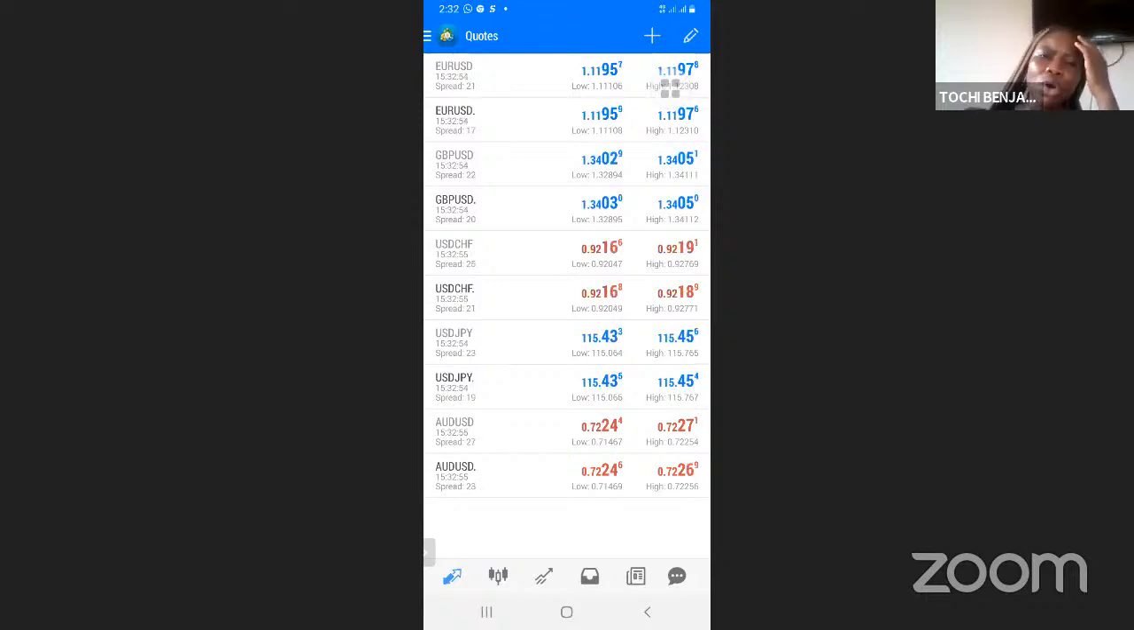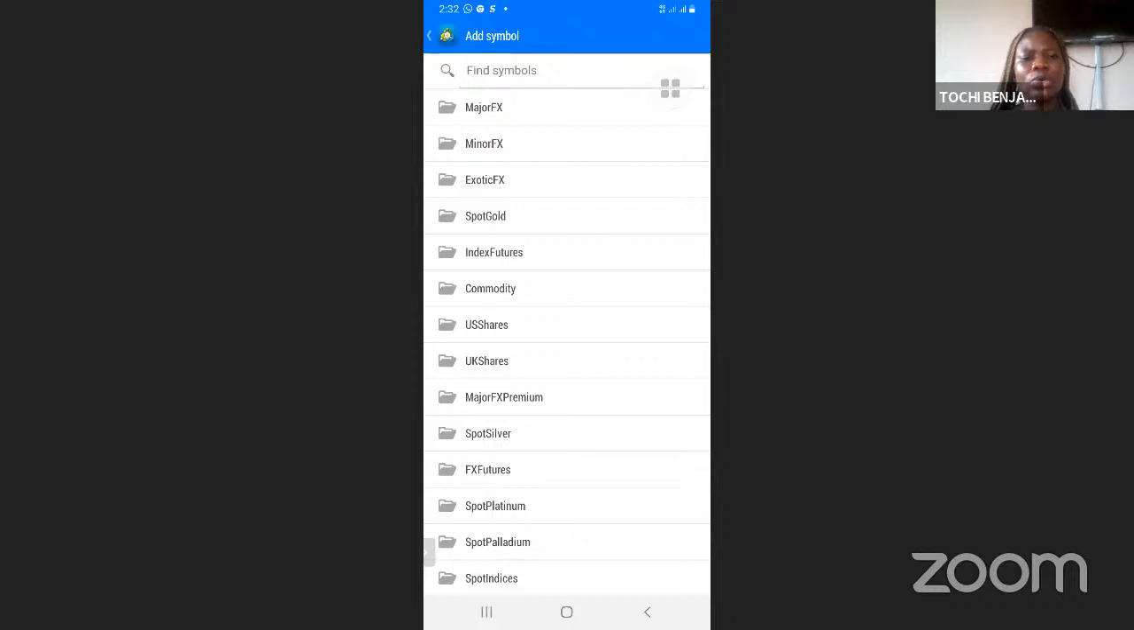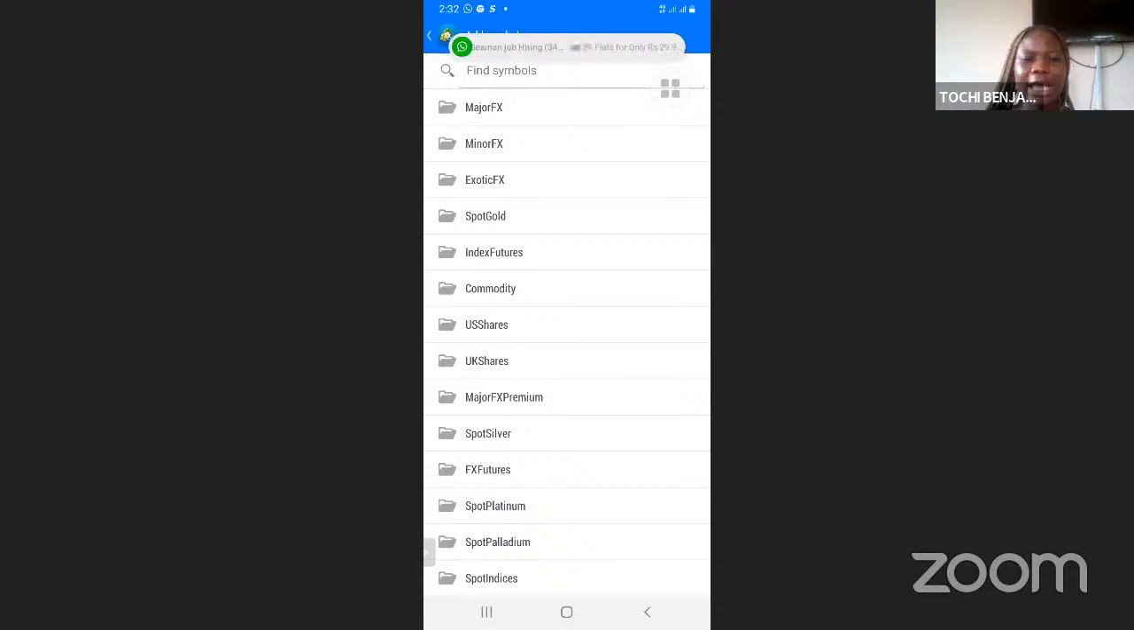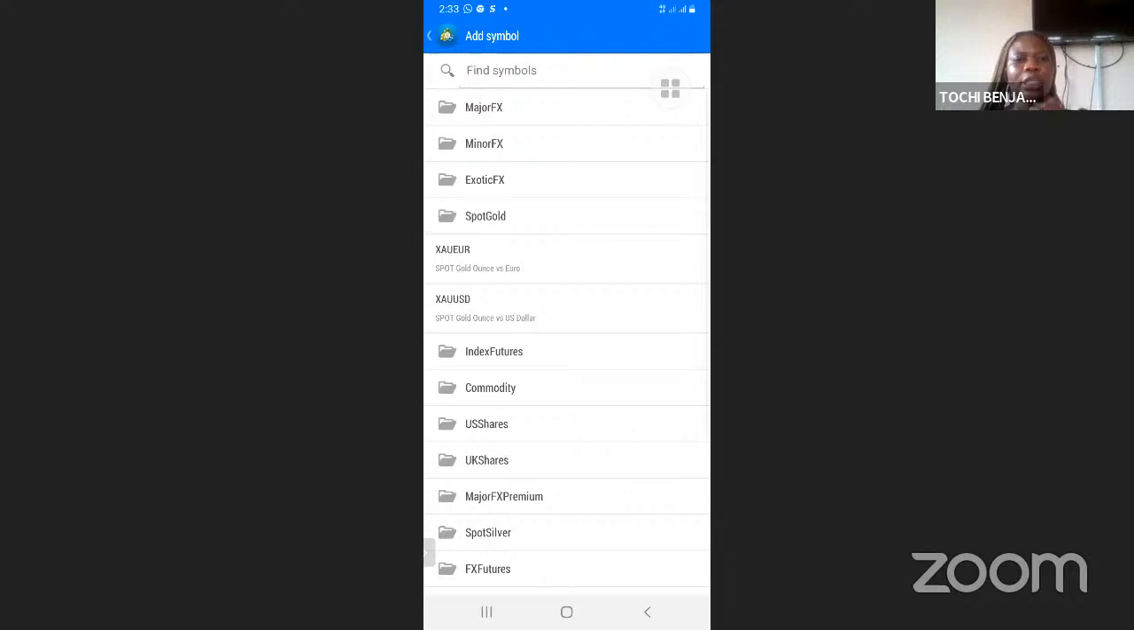Now, if you want to add more currencies, more instruments, you have to click on that plus sign where you have a cross sign up. Here you can see major forex, minor forex, exotic forex, spot gold, index futures, commodity, and all of the assets. So you can choose, let's go for spot gold. Click on spot gold. Now you can see you have spot gold on euro, and spot gold on silver.